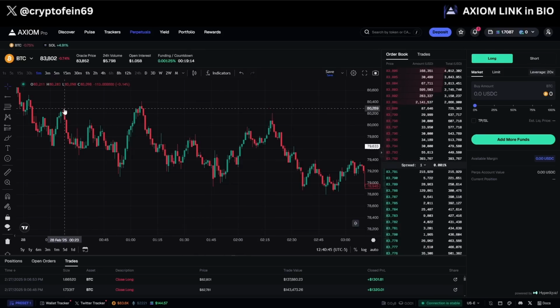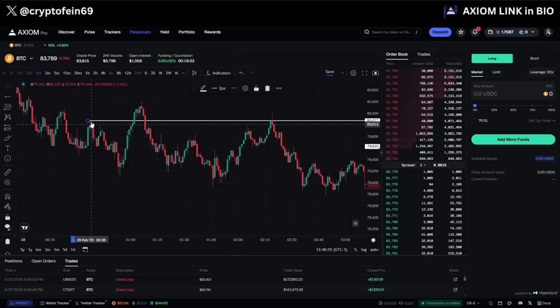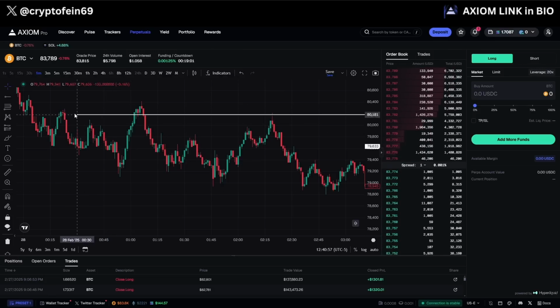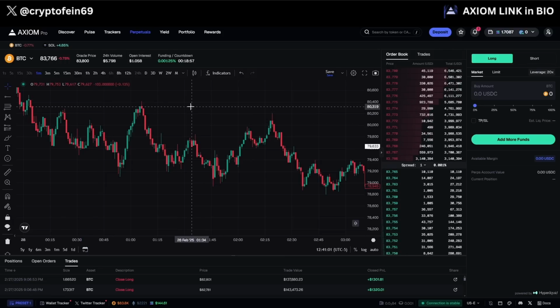So for example, they took liquidity right here, right? Which is good. We're going to go over that in the next video. They took liquidity, stops. People that were short got stopped out. And here as well. People that were short up here got stopped out. They took stops. Then guess what?